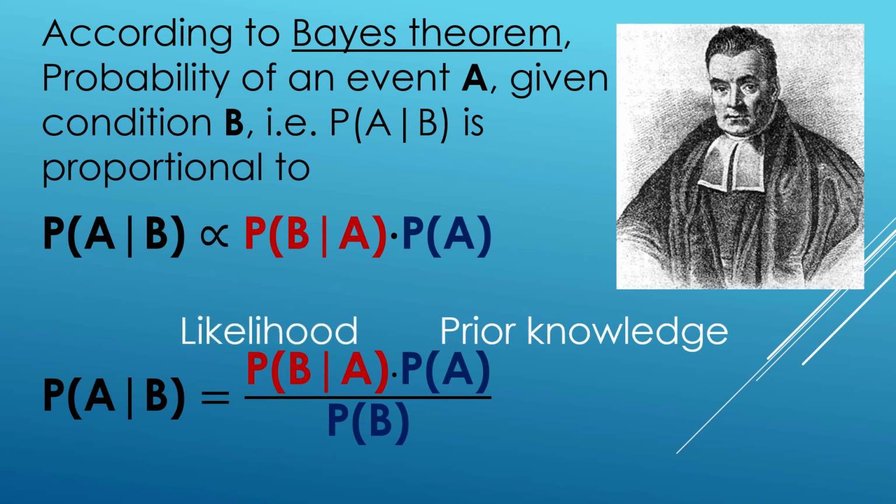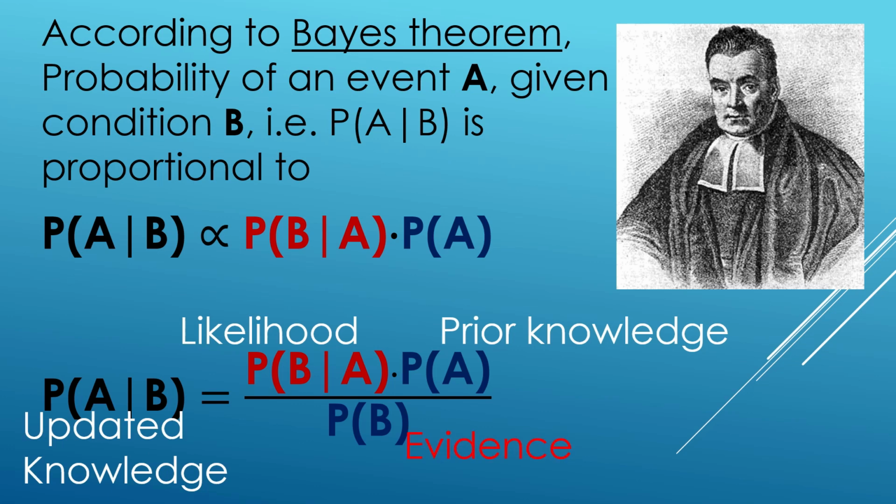P(B|A) is known as the likelihood of B given A, and the denominator P(B) is a kind of normalizing term, which is basically the probability of B alone, which we also call the evidence probability. So by dividing with P(B), it becomes a probability. Otherwise, we can work with the first equation, which is given for the proportionality.